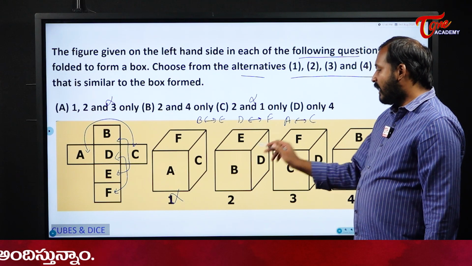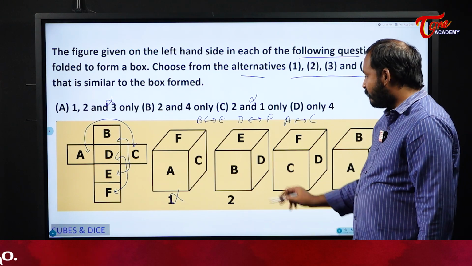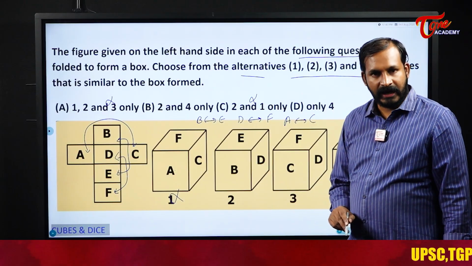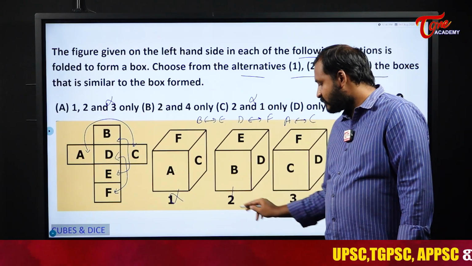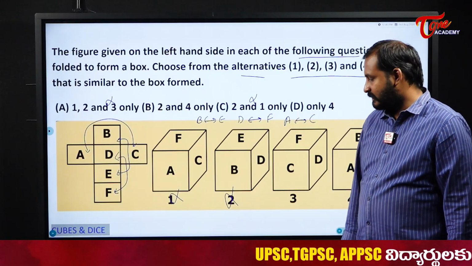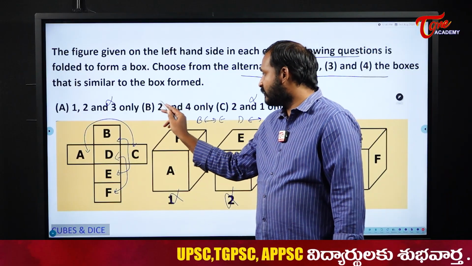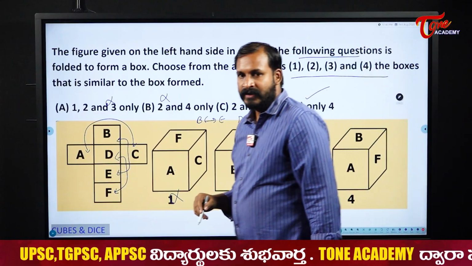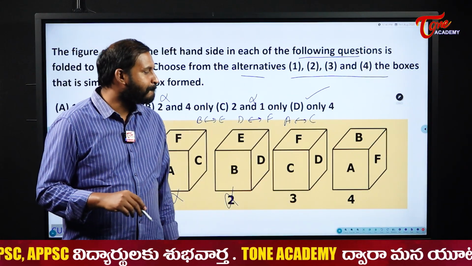Now see here, I will check the second one. What is opposite to B? E. But I have here E, right? So that is not possible. So that is also not my answer. So 2 is also deleted. So only option left for me is what? Option D. So our answer here becomes option D.